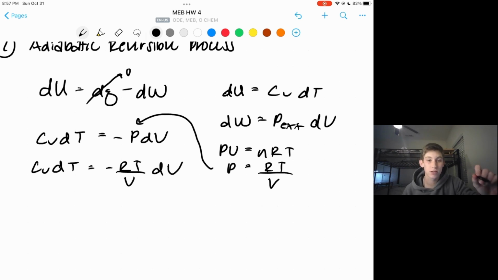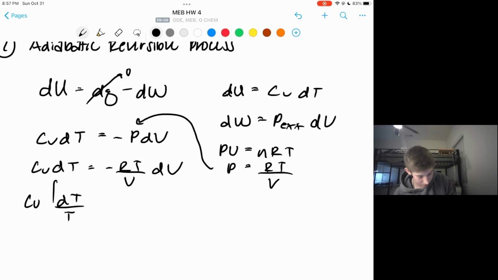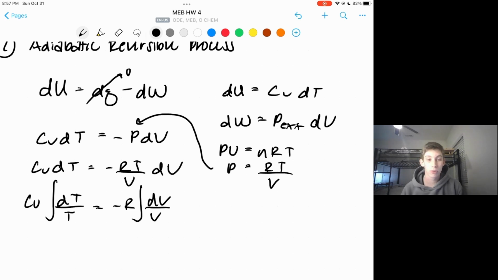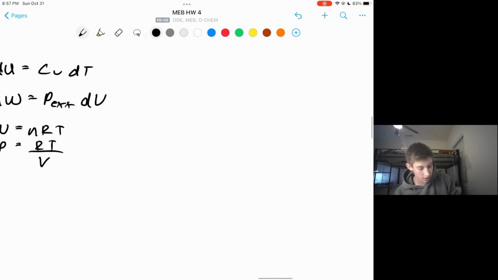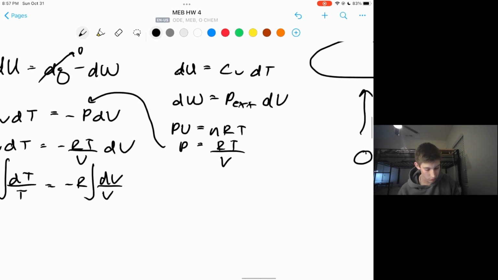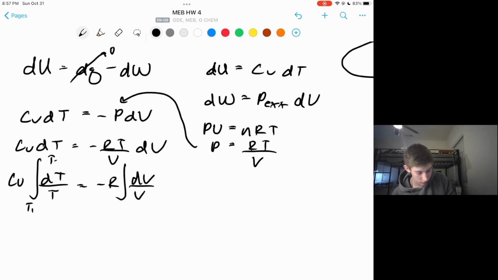And then we're going to move temperature to the left side of the equation so we can integrate. So we have Cv times dT over T equals negative R dV over V. Integrate both sides. Our parameters, we're saying that we're doing an expansion of a gas from state 1 to state 2. So we'll call this T1, T2, V1, V2.